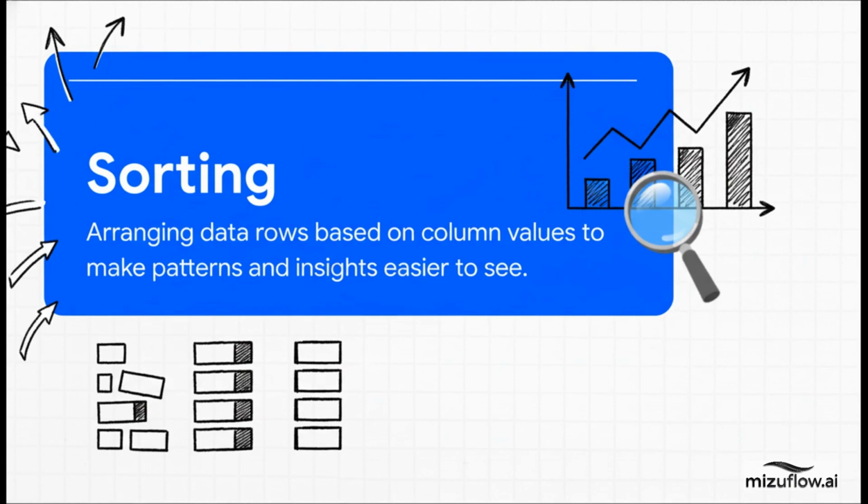So what is sorting, really? It's just a fancy word for arranging the rows in your data based on what's in a column, or maybe a few columns. The whole point is to push the most interesting stuff right to the top so it just pops out at you. No more hunting around.